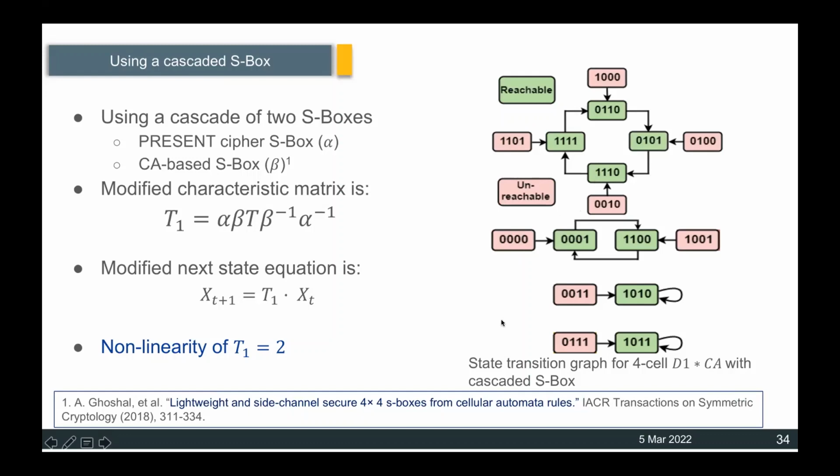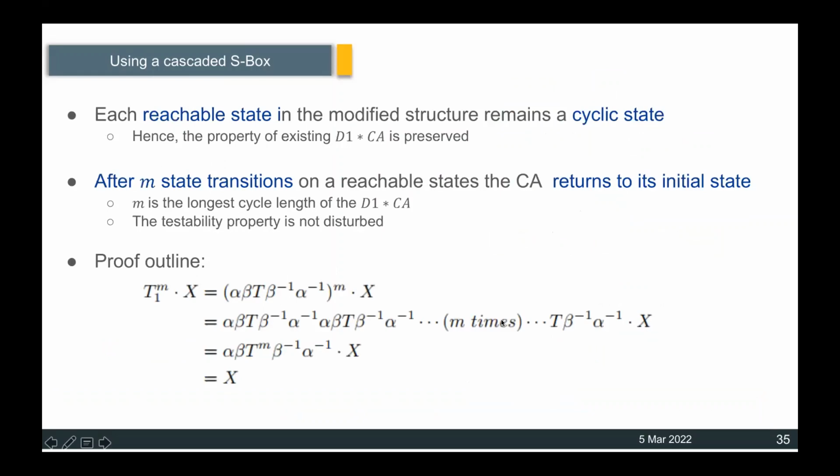And the reason we have this original structure can also probably be explained by this simple proof outline. In the previous case, imagine that in the original CA transition, if you had a cycle length of m, then you will still have a cycle length of m in this transformed construction. Why will you have that? You can easily see this.